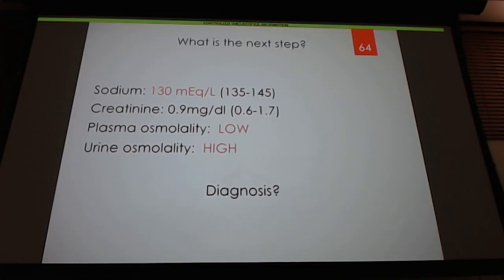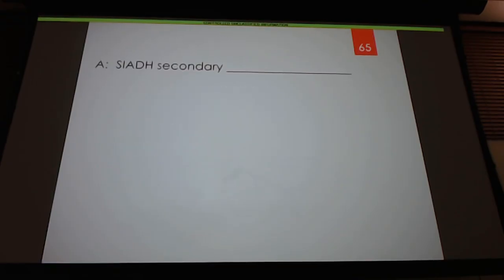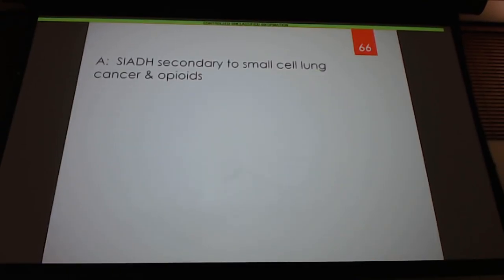Secondary to what? What do you think? Cancer. What else? Radiation. Yes. What else? Medication, the morphine. Look at you guys. You can see all of these things. So what do we do? So he's mild.